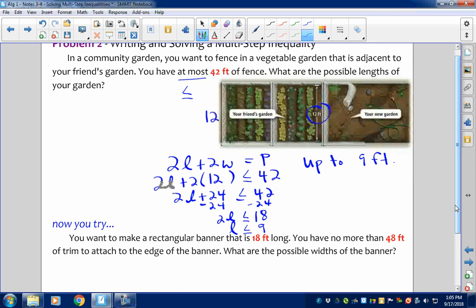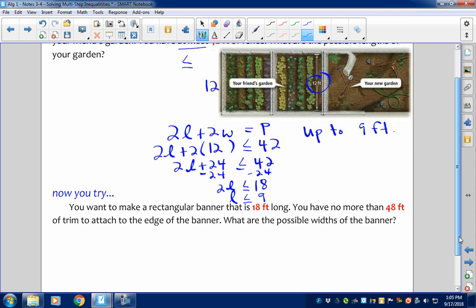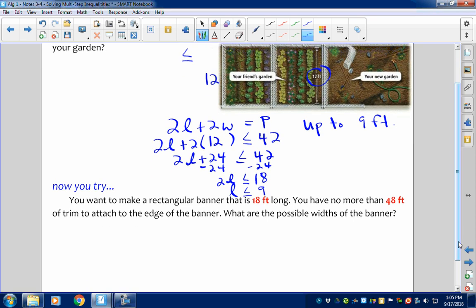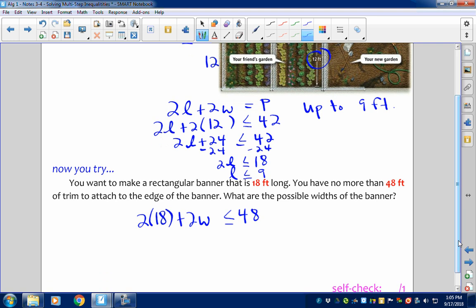Yeah, we're going to go ahead and do that one. You see how this is similar to the top? It says you have no more than 48 feet. So you have 48 feet of trim. Trim would be perimeter, right? So I've got to stay below 48 feet. I know that the banner, I want it to be 18 feet long. There's going to be 2 of those. So 2 times 18 plus 2 times W has to stay less than or equal to 48. Why don't you go ahead and solve that? Figure out what the possible widths of the banner would be.